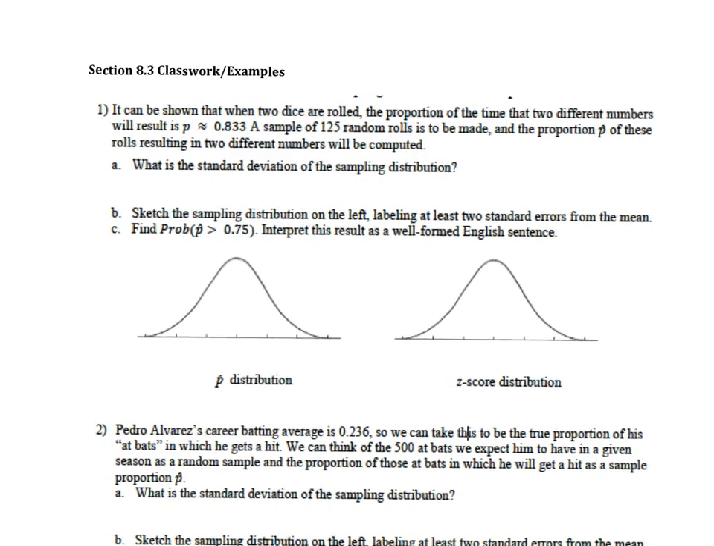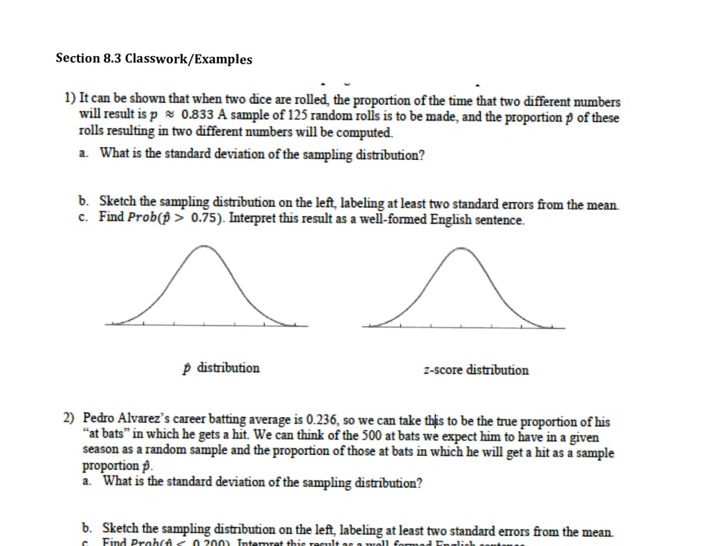So, number 1, it can be shown that when 2 dice are rolled, the proportion of time that 2 different numbers will result is p equaling 0.833. A sample of 125 random rolls is to be made. The proportion p hat of these rolls resulting in 2 different numbers will be computed. All right, so we're dealing with this p hat type notation here. So we can roll with that. We just have to be aware that it can be fluid. So in this instance, p is equal to the population and p hat is equal to the sample.